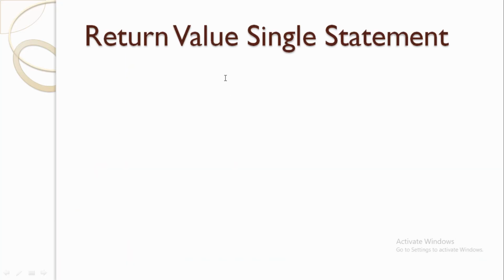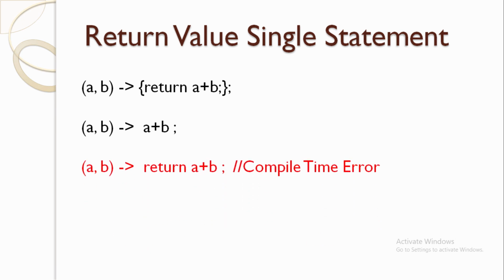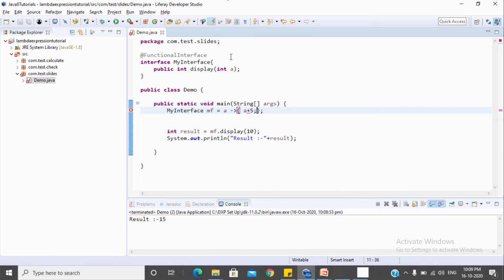So let's check this same thing for multiple arguments. Similarly, you can remove the return, and all these scenarios apply only to one line statements. For multiple line statements, you already know you need to provide the parenthesis. And this is a compile time error. This is also a compile time error. So let's check this scenario also.